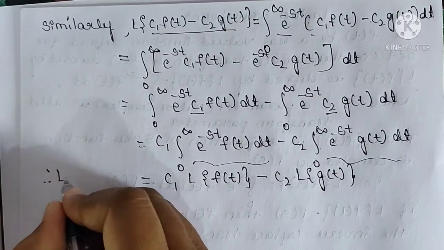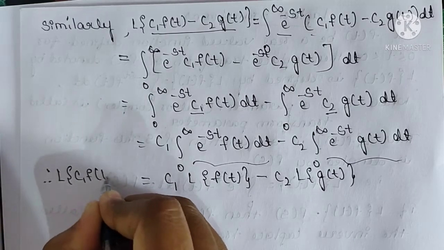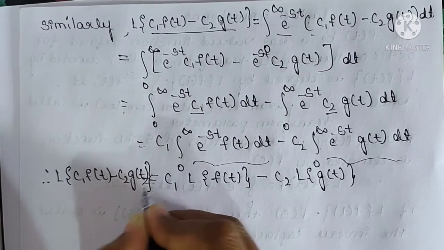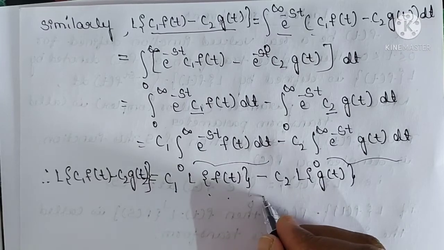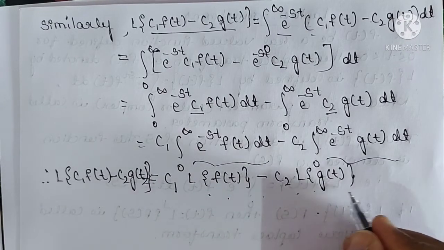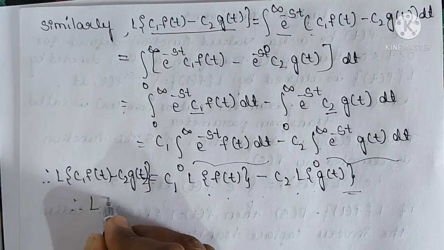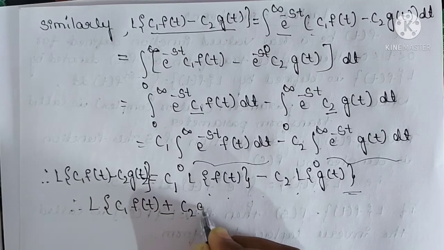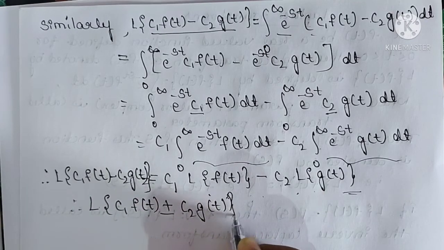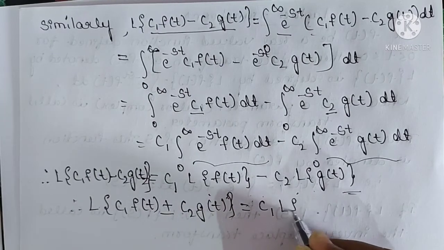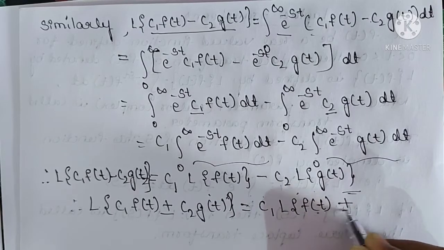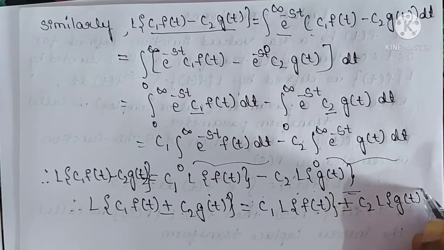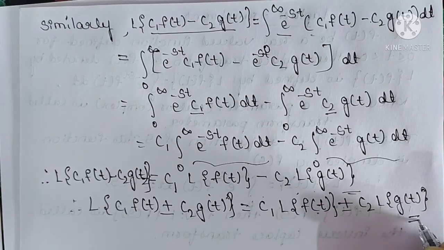Therefore L of c1 f(t) minus c2 g(t) is equal to c1 L of f(t) minus c2 L of g(t). Therefore L of c1 f(t) plus or minus c2 g(t) is equal to c1 L of f(t) plus or minus c2 L of g(t). Hence the proof. This is the first property.